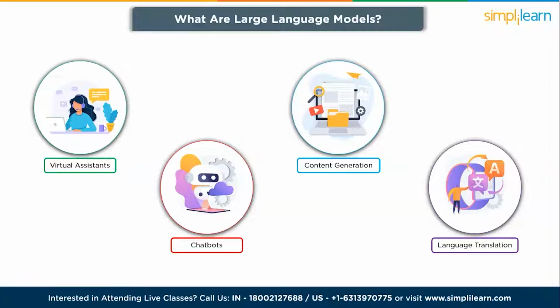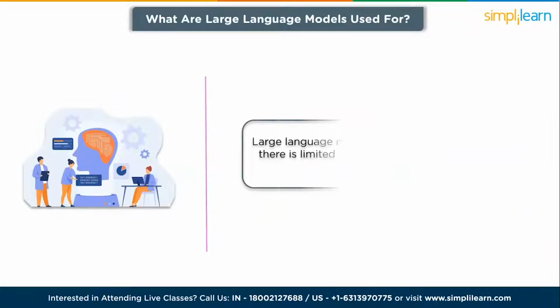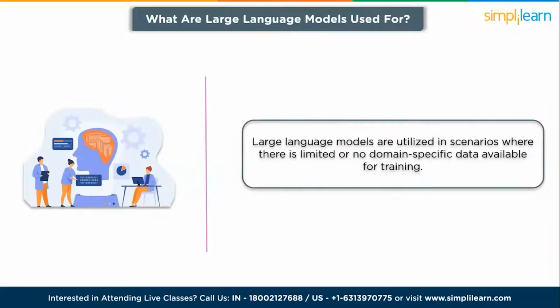Now we'll see what large language models are used for. Large language models are utilized in scenarios where there is limited or no domain-specific data available for training. These scenarios include both few-shot and zero-shot learning approaches, which rely on the model's strong inductive bias and its capability to derive meaningful representations from a small amount of data or even no data at all.